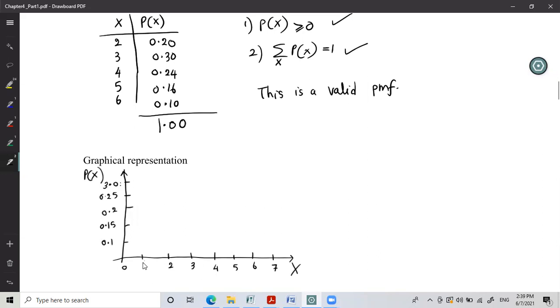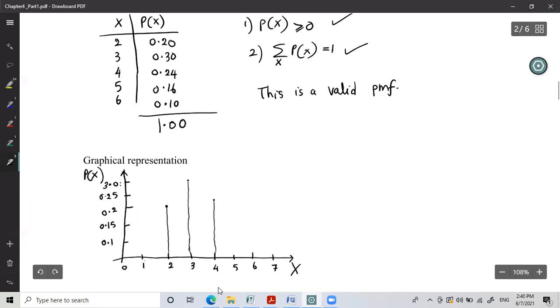Now, according to this one, for 0 and 1 we don't have any probability, so you don't have to do anything. But for 2, you have probability 0.2. So we draw a small line up to probability 0.2. Then 3 has probability 0.3, so here's 3, right? Then 4 is 0.24, somewhere over here. Then 5 is 0.16. 6 is 0.1. So here's the graphical interpretation of the above PMF.